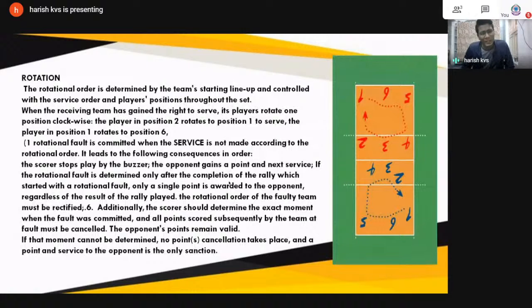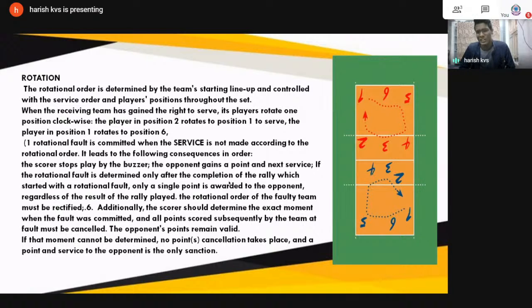Once again, there are some points we have mentioned here regarding the rotation of the service. Again, on the right side of the picture, you can see that the rotation is made in a clockwise direction for both teams. The moment a point is scored, a team needs to change their position immediately. Only at the point of service, the rotational order is seen and observed. So it is as simple as that.